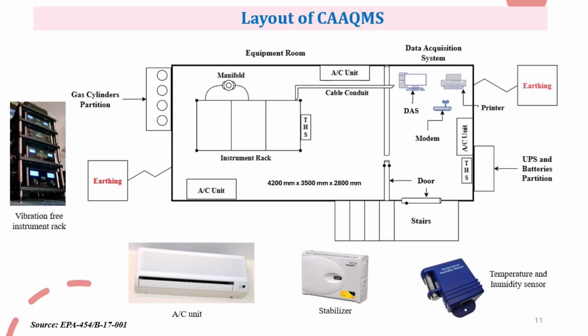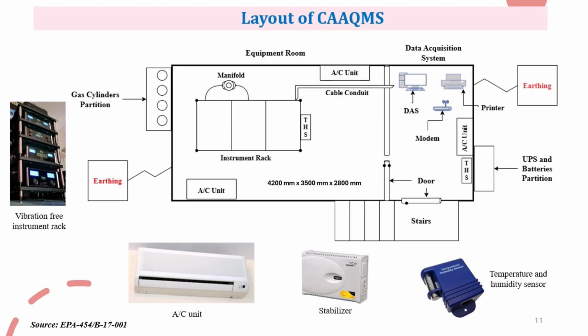Let's look at the layout of our continuous ambient air quality monitoring system. It has two main parts, the equipment room and the data acquisition system, or DAS. In the equipment room, we have an instrument rack. It's really important that this area is free from vibration to get accurate measurements.